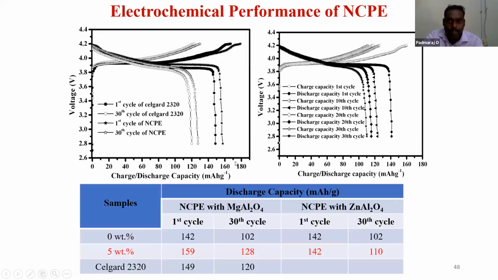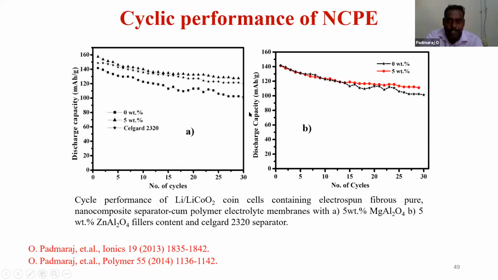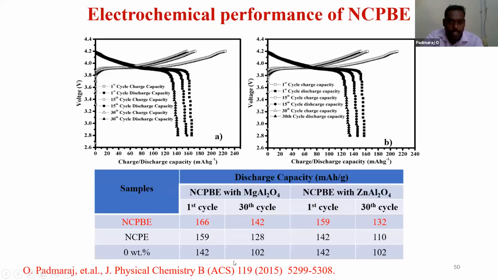Then similarly the cycle performance of the nanocomposite, after 30 cycles. This paper has been published in the Ionics journal, and ACS has also published it, the Journal of Physical Chemistry B, in 2015. Similarly for the polymer blend electrolyte, as I already told you, that is mixing of two polymers. I investigated the conductivity, thermal stability, chemical stability, electrochemical stability, and fabrication and electrochemical performance. So I did complete studies for the development of the nanocomposite polymer membrane.